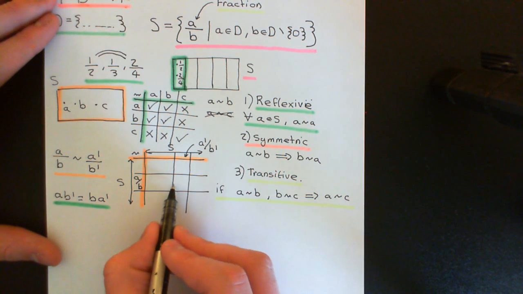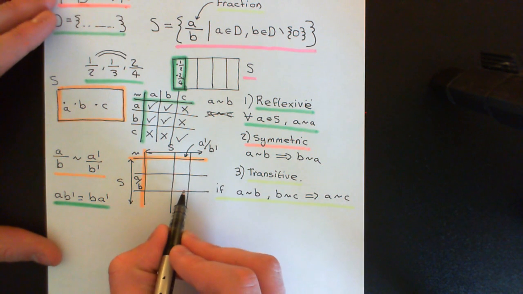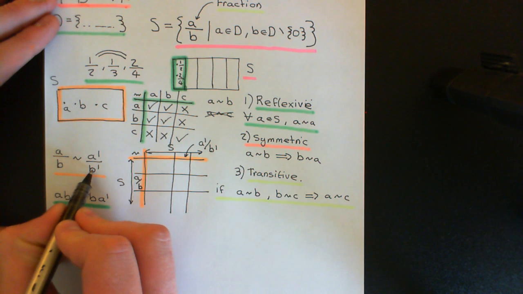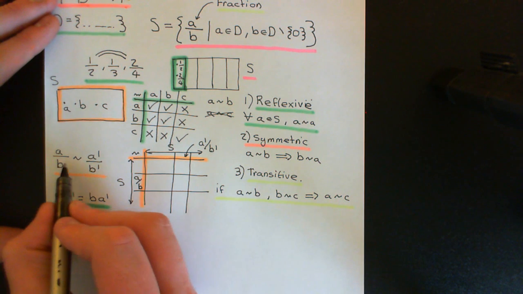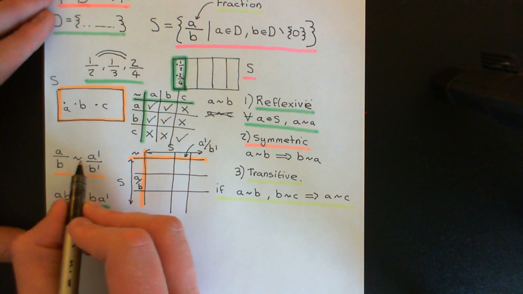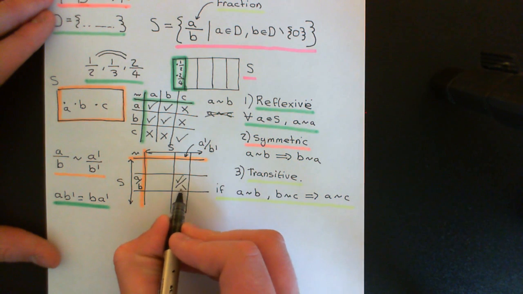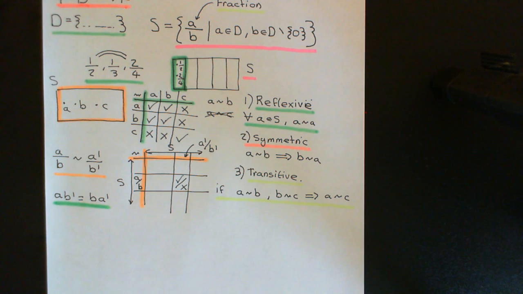If you want to decide whether we're going to put a tick or a cross in here, you have to ask, is this relationship true? Multiply the numerator by the denominator here, multiply the denominator of the first one by the numerator here. If you get the same answer, put a tick in. If you don't get the same answer, put a cross in. That's how you work out whether it's going to be a tick or a cross there.